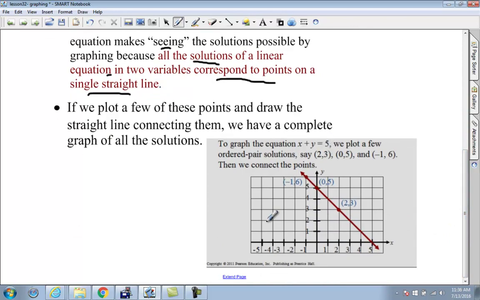So, for example, and I took a snippet from the Martin-Gay textbook here. If I wanted to graph x plus y equals 5, I could plot a few ordered pairs, say 2, 3, 0, 5, and negative 1, 6, that satisfy the equation. And like I said, connect the dots and indicate the arrows at the ends. Okay? So that indicates that all ordered pair solutions to that equation must lie on this line.